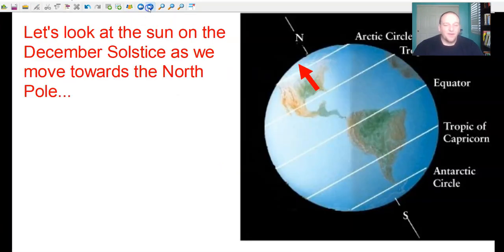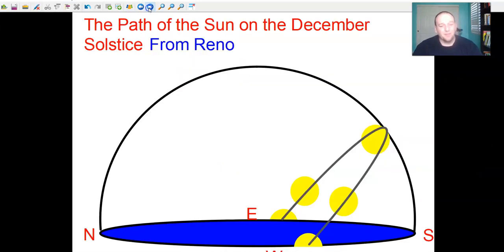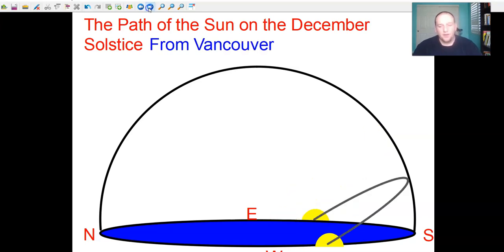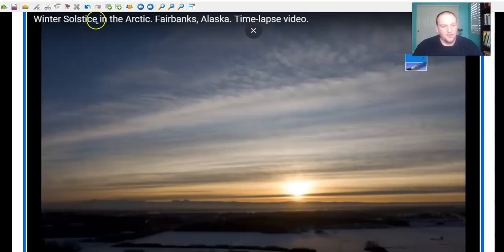Okay, you should probably have this figured out by now, but if we move north from Reno, what would we see in December? Here we are in Reno, sun rising south of east, not getting very high in the sky, setting south of west. If we work our way to Vancouver, we see the same effect but amplified, where the sun rises in the east, sets in the west, and isn't up very long at all. If we get all the way to the Arctic Circle, we'll see the sun barely rises at all.